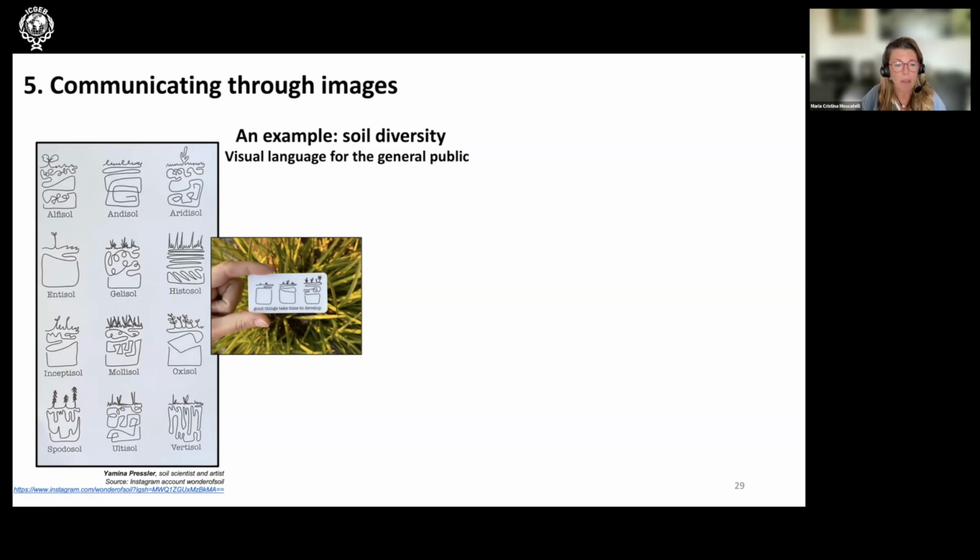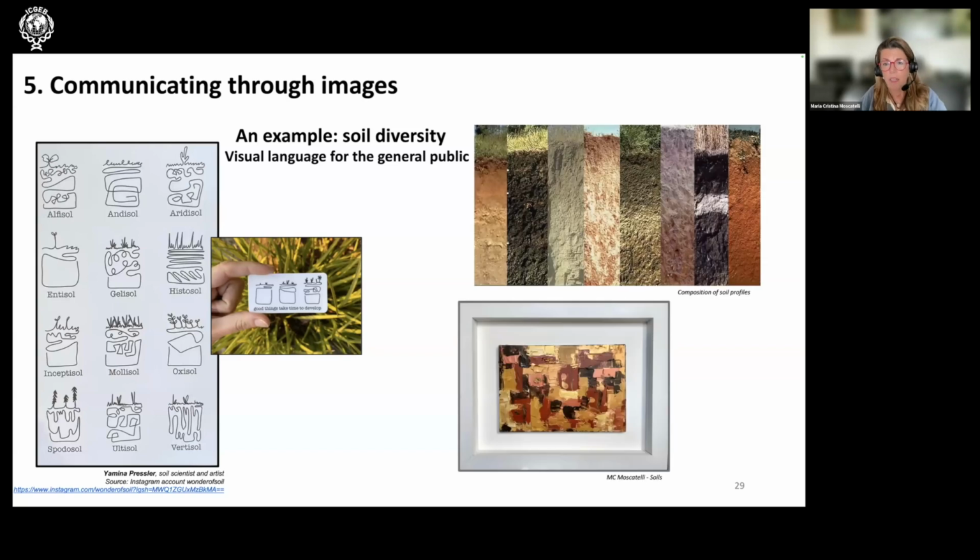So I think that with six words and a line, she was able to convey a lot of information related to pedodiversity. In a more simplified way, we can also play with colors, juxtaposing, as I did for the students, soil profiles from different colors and different horizons, or, as I personally do, playing with acrylic paintings, just using the different colors of soils.